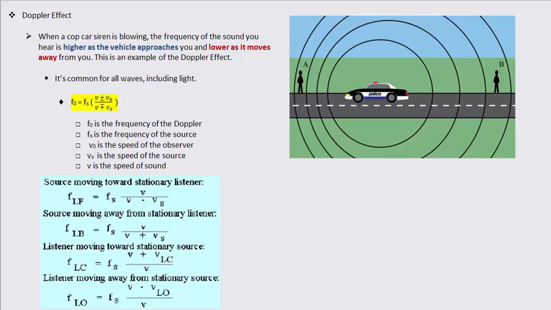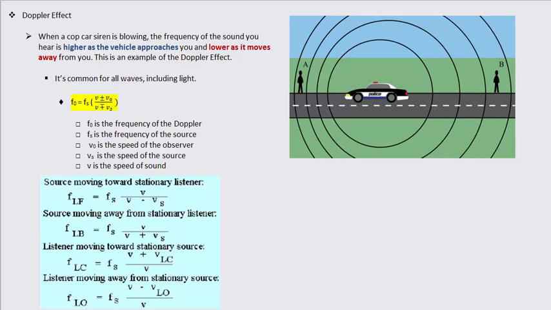Although as a vehicle approaches we hear a higher frequency, and as the vehicle moves away from us, we hear a lower frequency. It's important to remember that the frequency of the source remains constant. And so we see that the Doppler effect can be applied to all common waves, even including light waves.